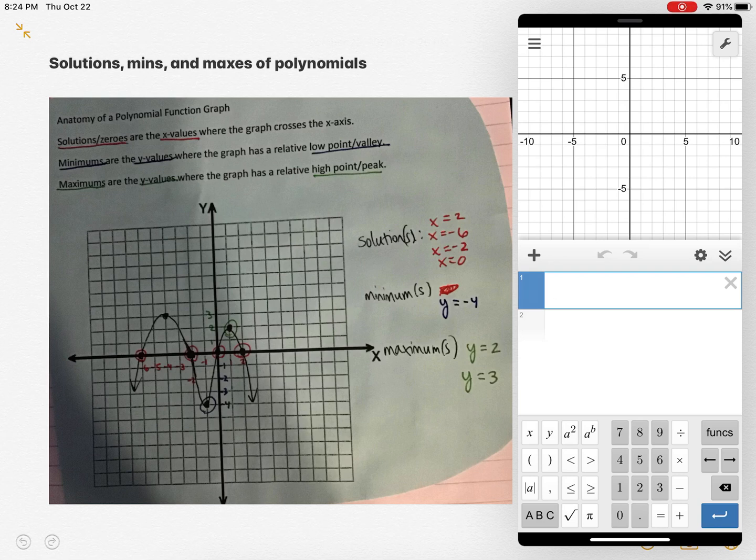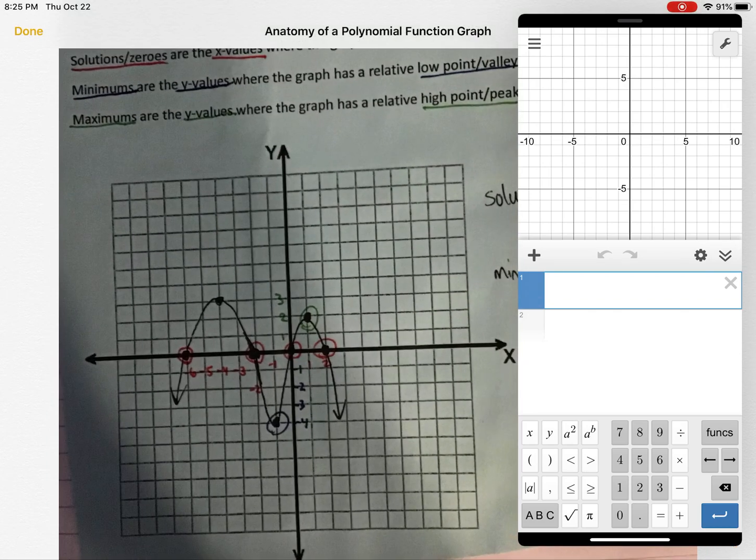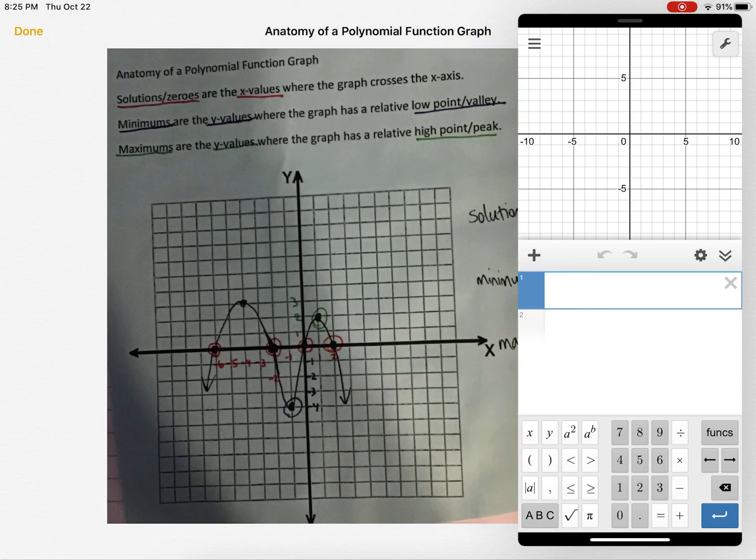Minimums are any time that you have a low point or kind of valley. This one's circled, it's kind of hard to see in blue here. You have one minimum, and the y value of that minimum is -4.